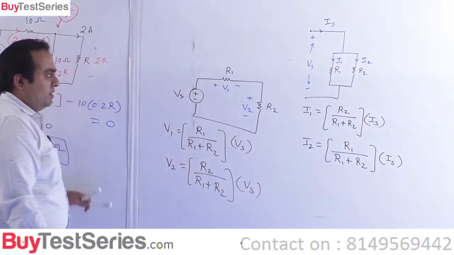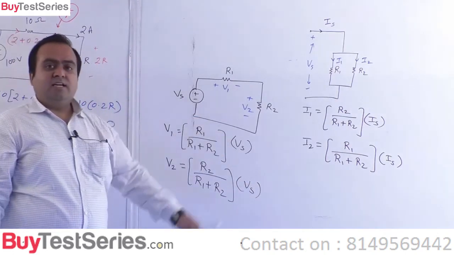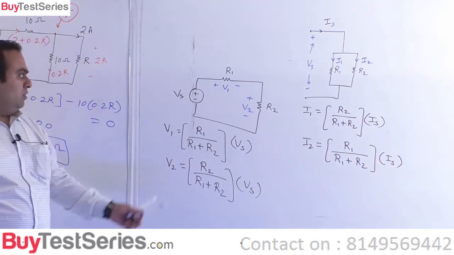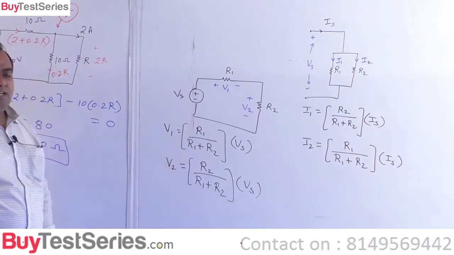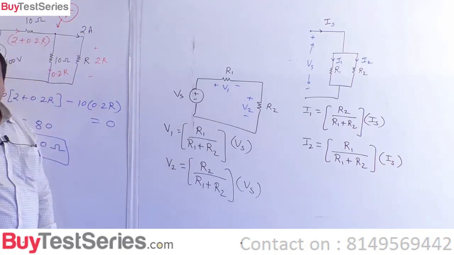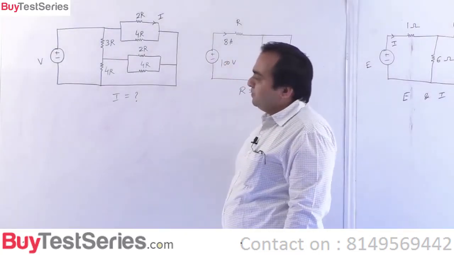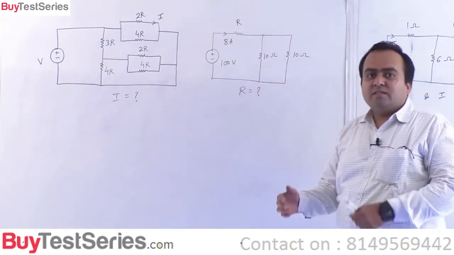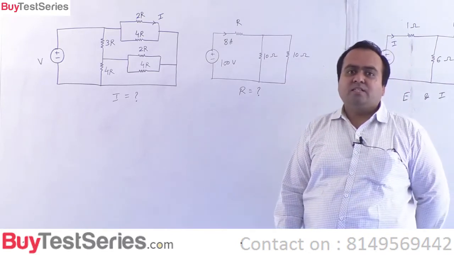it's like this. So what is written on the right side of you is called as the current division rule. What is written to the left side is called as the voltage division rule. Is this okay? Alright. So let us take some examples from previous year GATE.